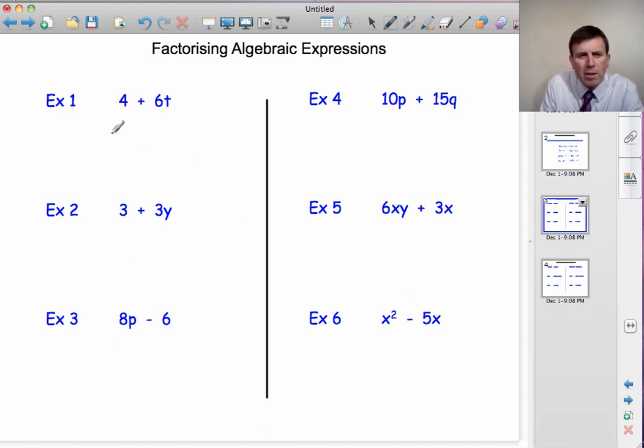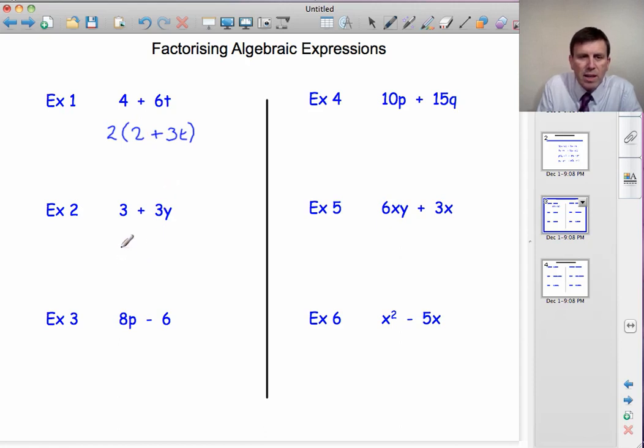Right, number 1. What is common to 4 and to plus 6t? Well, there's no letter common, but numbers wise I can see that 2 goes into 4 and 6. So I can pull the 2 to the front, and then I'm going to rebuild the expression. What do I need to multiply 2 by to get 4? Answer, 2. 2 2s are 4. Plus, what do I multiply 2 by to get 6t? Well, I need to multiply the 2 by 3 to get it up to 6, and I also need to multiply by t to get the t involved. So when we factorize 4 plus 6t, it's 2 bracket 2 plus 3t.